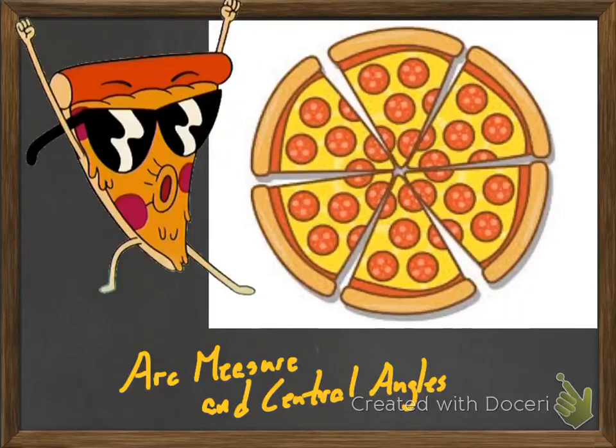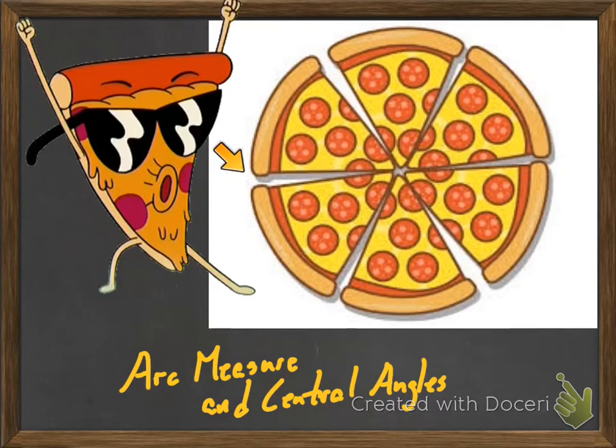All right, students, so some of you wanted me to make a video on arc measure and central angles. So here we go. Here's, I believe that's Pizza Steve, and I guess he forms a central angle, right? So a central angle has its vertex at the center of the circle. So every slice of pizza, this angle formed by that slice is a central angle.